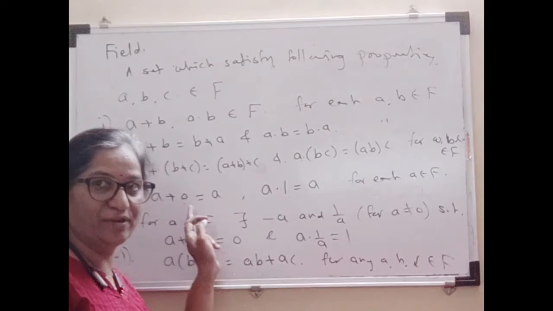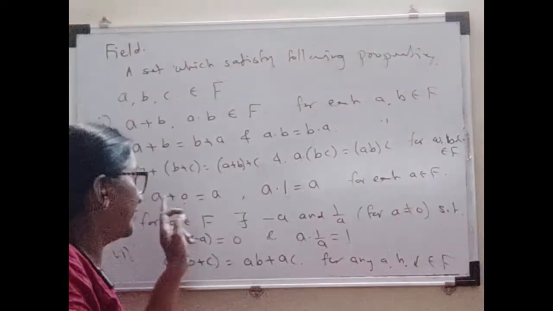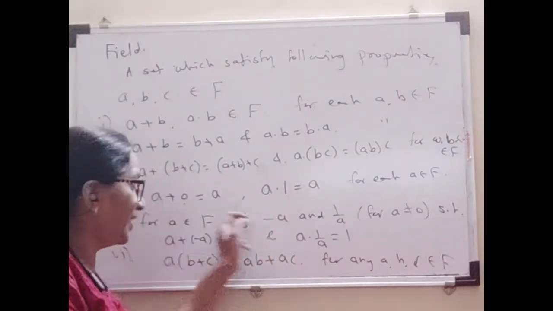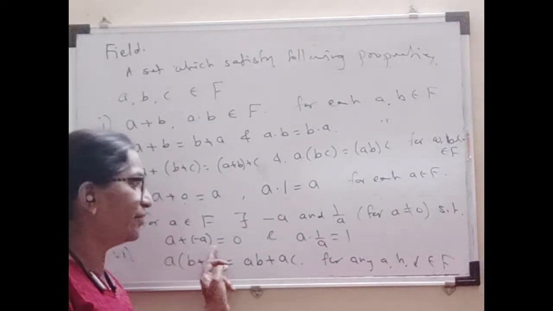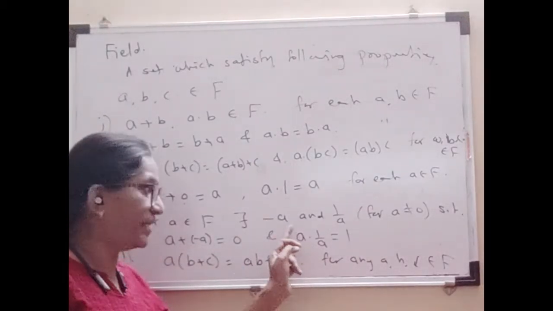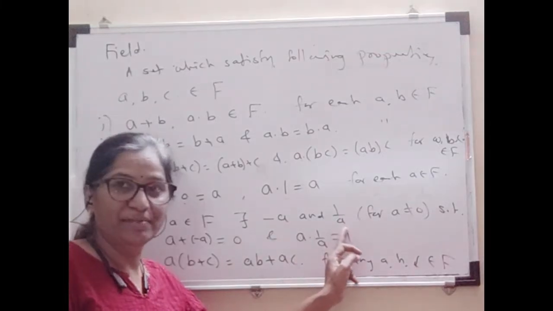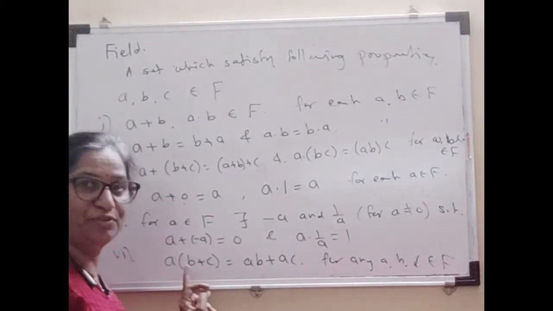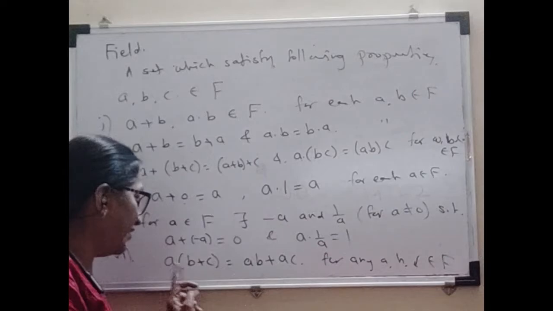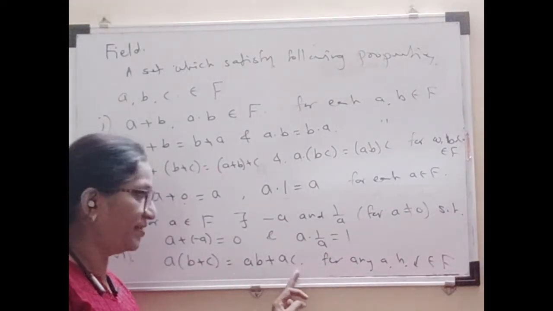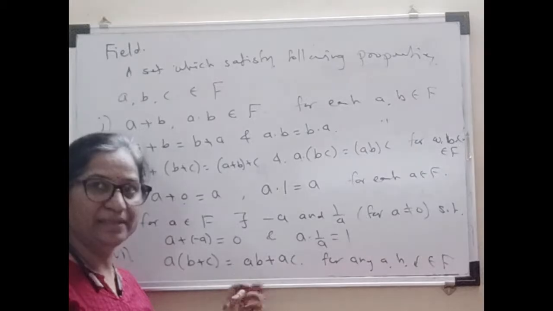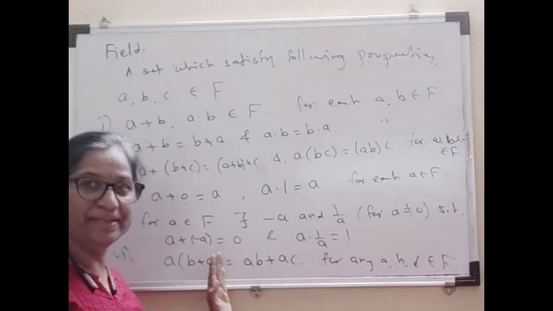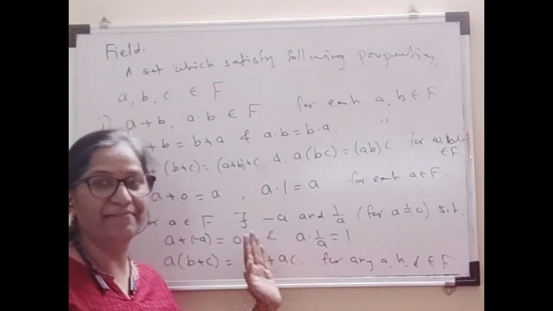Then existence of the zero element. This is also called the additive identity, and the multiplicative identity. So there should exist an additive identity 0 and a multiplicative identity 1 satisfying these equations. There should exist the negative of an element with respect to addition as minus a, and with respect to multiplication as 1 upon a, satisfying these properties. And finally, the last one, it should satisfy distributivity, that is a into b plus c should be equal to ab plus ac. If all these properties are satisfied by some set F, then F is called a field.